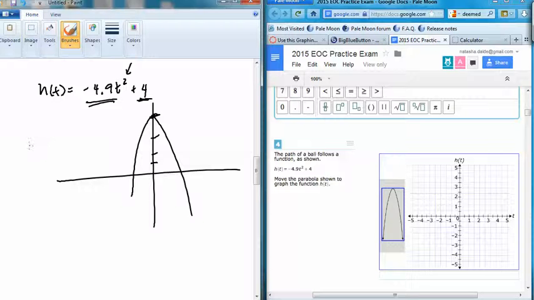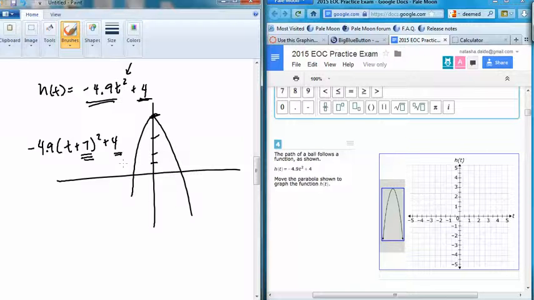If I had something like this, negative 4.9 times, I don't know, t plus 7 squared plus 4, this number over here will move the parabola right and left. And when you're moving it right and left horizontally, it kind of does the opposite of what you would expect. You would think that the plus 7 would move it to the right 7, but it actually moves it to the left 7. Moving it up and down, that does exactly what you would expect.